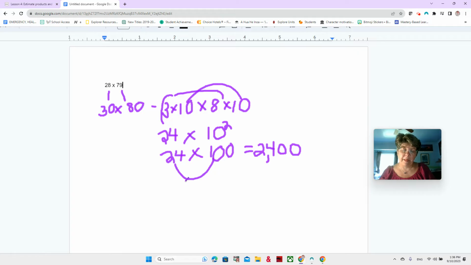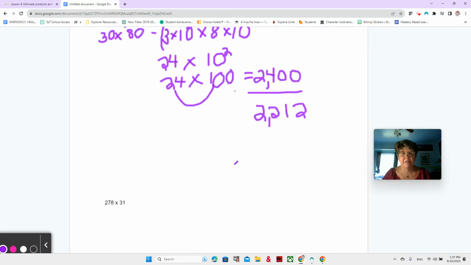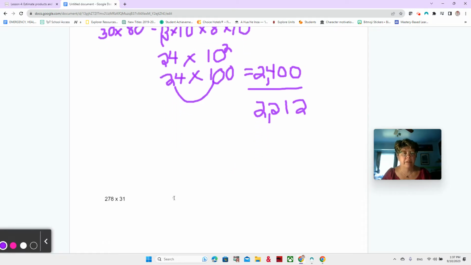All right, very good. Do you think that this estimate, 2,400, is greater than or less than the actual product of 28 times 79? You notice that we rounded this one up to 30 and we rounded this one up to 80. So 2,400 is a little bit more than the actual multiplication. The actual multiplication would be 2,112. But 2,400 is a very close estimate to that actual product, right? Okay, fabulous. Thank you for following along closely.